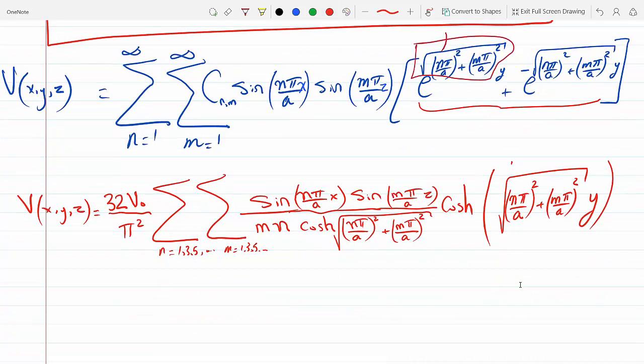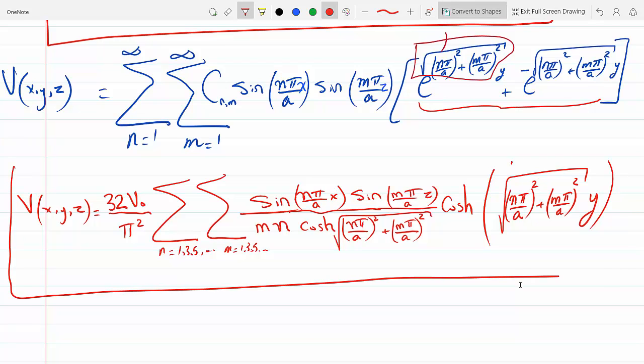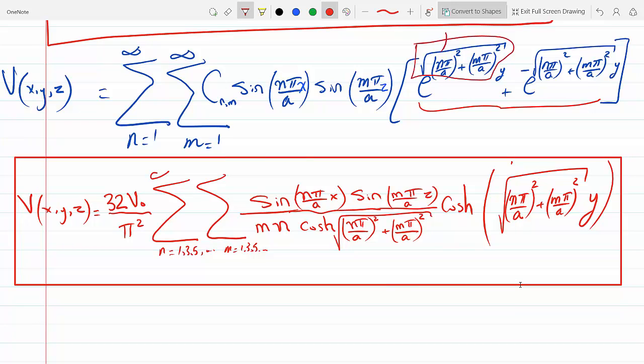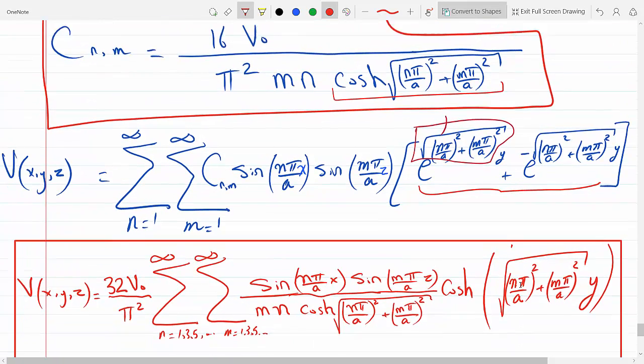This is the final solution, finally, for the potential in that cube. This is to infinity, this is to infinity. Yep, this is called separation of variables. A bit lengthy, especially in 3D. So you know, it does get a bit involved.